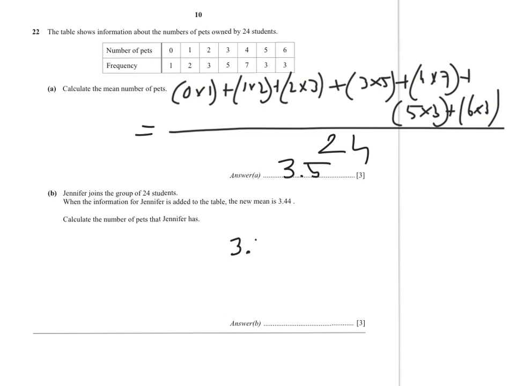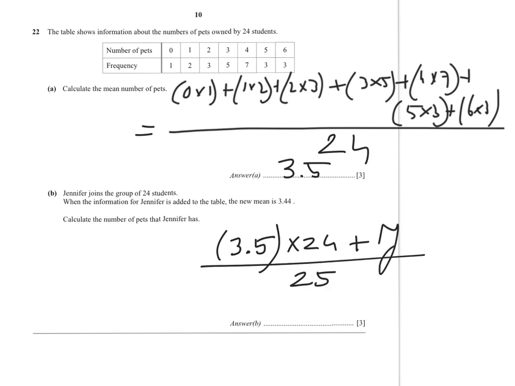So I have, if you like, 24 pieces of information of 3.5 plus, what's her name, Jennifer, so let's say plus Jennifer's, divided by now 25 students, is going to equal 3.44. So all these pieces of information plus Jennifer's divided by 25 is 3.44. So if I do that in my calculator, because I'm going to go now, I have a meeting. If I do 3.44 times 25 equals 86, and I'm going to minus that.